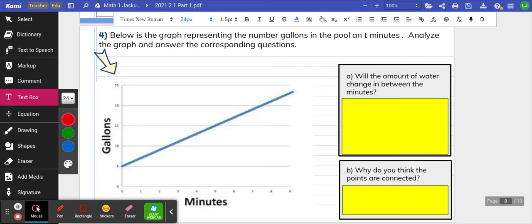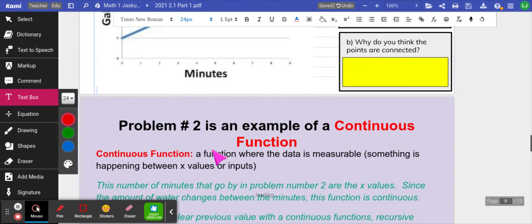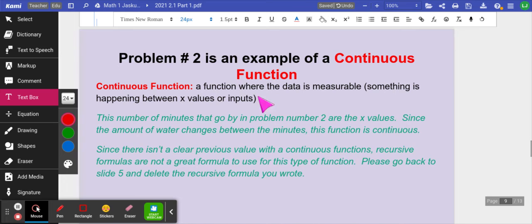So when you have a hose going into the pool, it gradually goes in. So between 0 and 1 minute, the amount of water in the pool is actually going to be changing. So this is a yes. So that's why the points are connected, because the amount of water in the pool is changing in between the points. So this is an example of a continuous function.